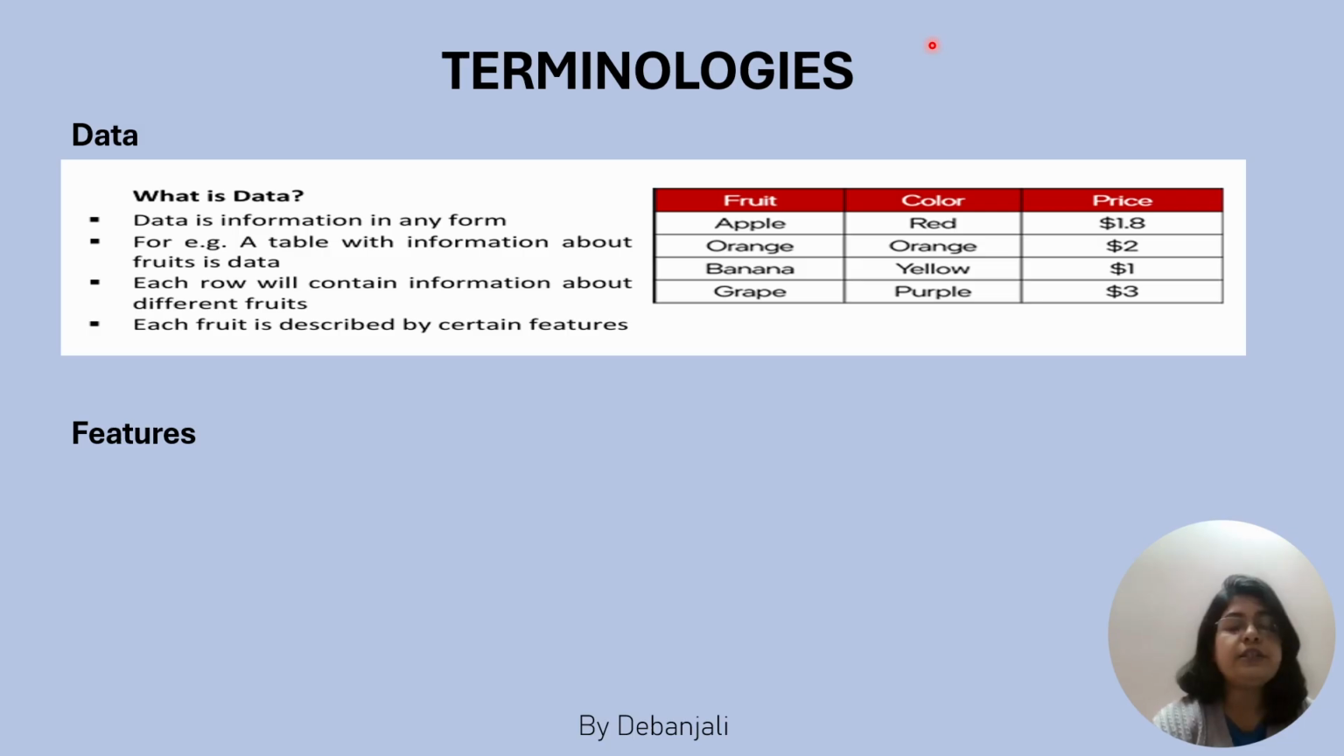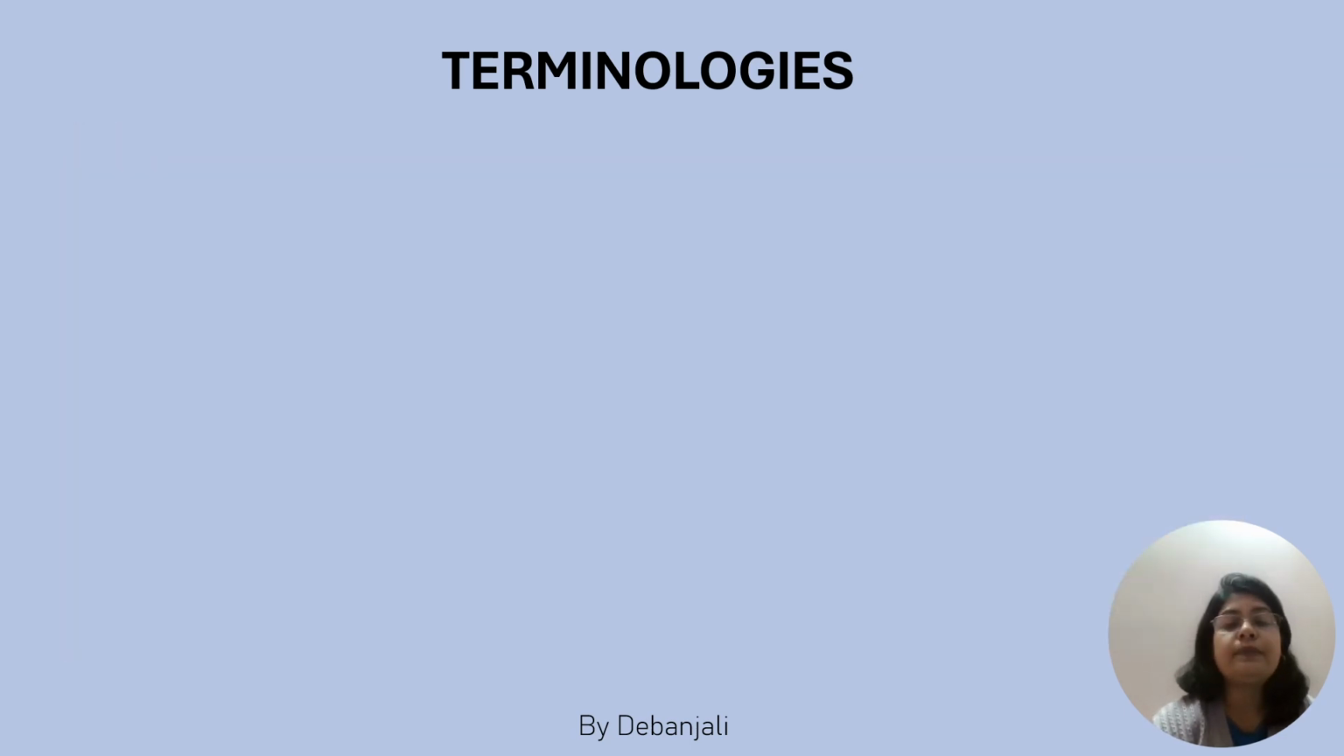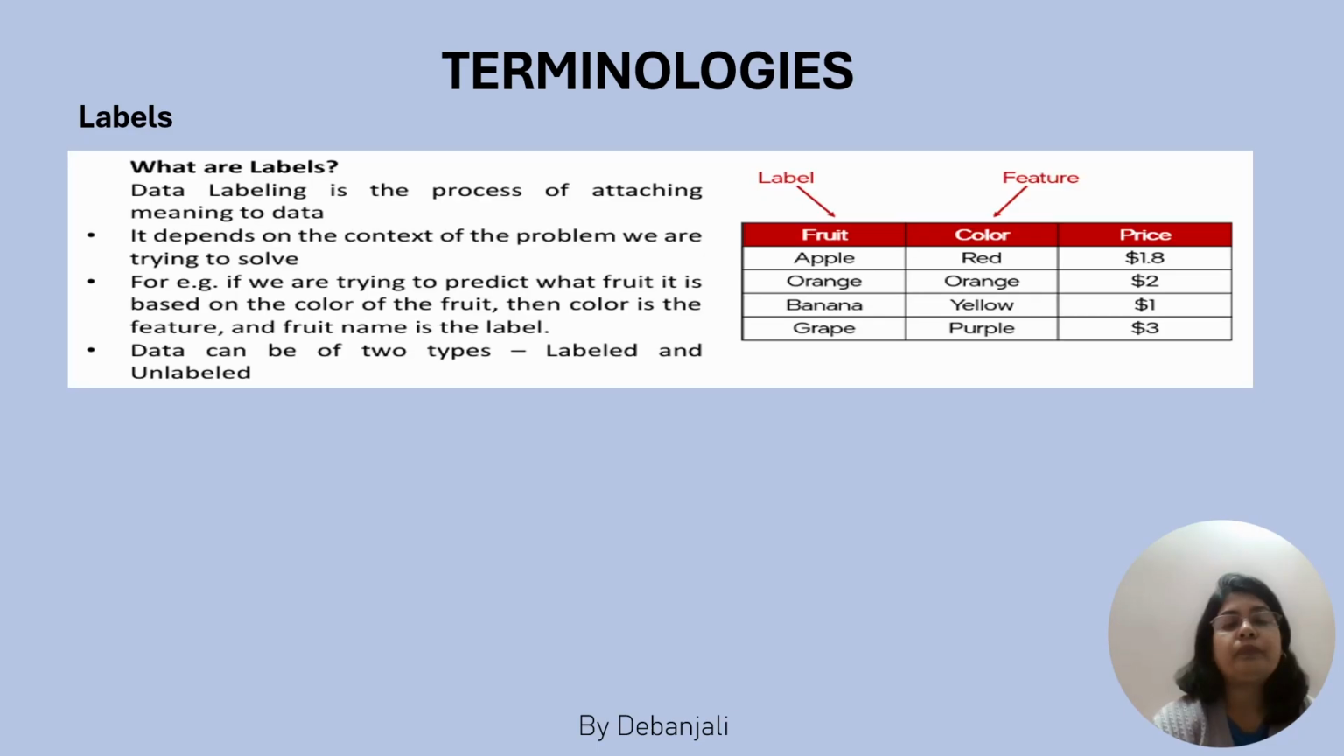Next terminology is features. So what are features? Features are pretty simple. All the different columns in which our data is arranged are called features. So here we can say this is one feature, this is another feature, this is another feature. But out of the three columns, we can see the feature fruit is special, because it tells us that this particular column contains fruit. These types of special features are called labels.